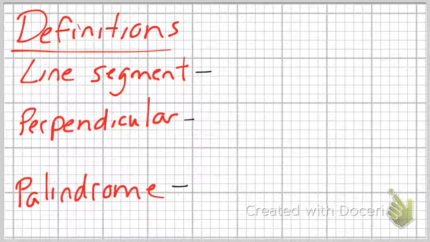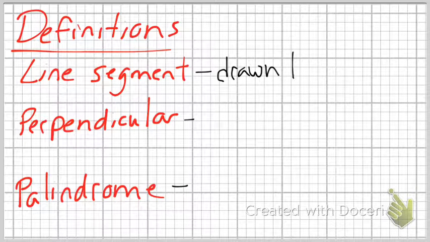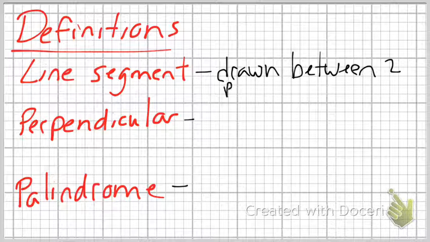Definitions, things we need to talk about. A line segment is drawn between two points.